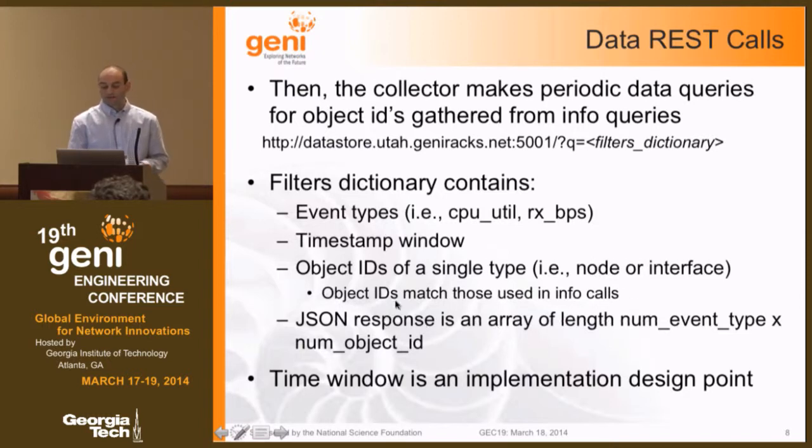and then depending on the number of object IDs you provide and the number of event types, you'll get an array of data responses. So it is a bulk transaction. You don't have to request every node, every statistic. It simplifies the number of calls to make for monitoring.